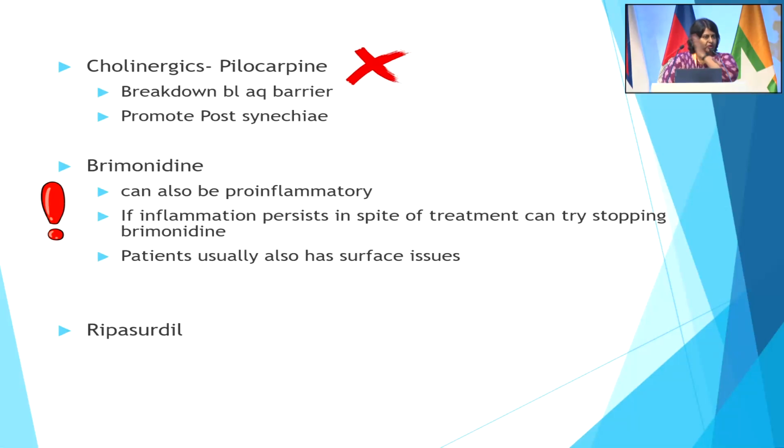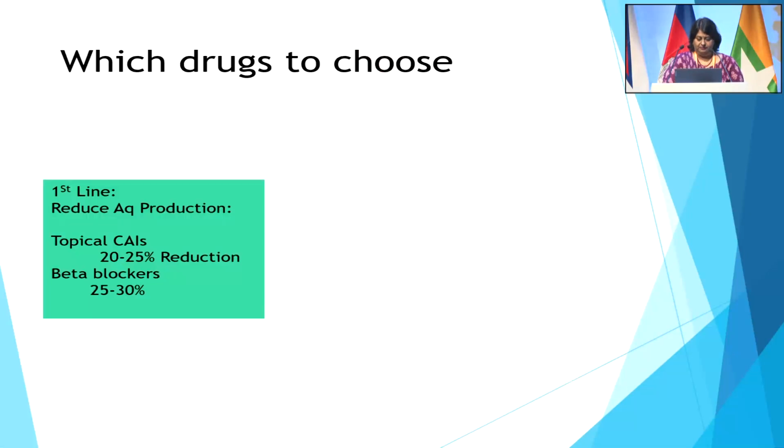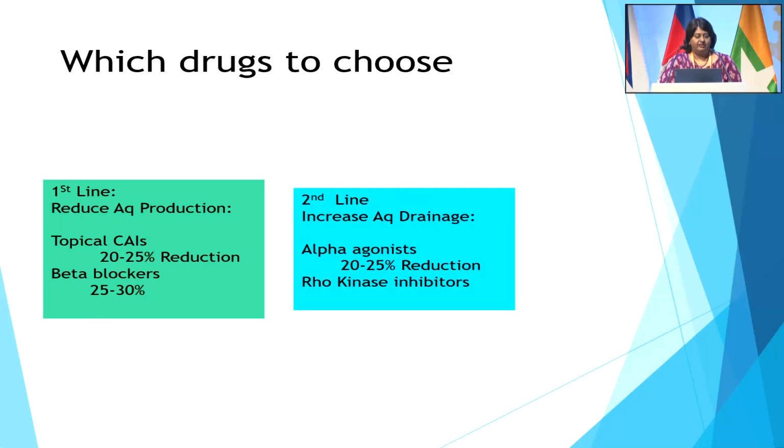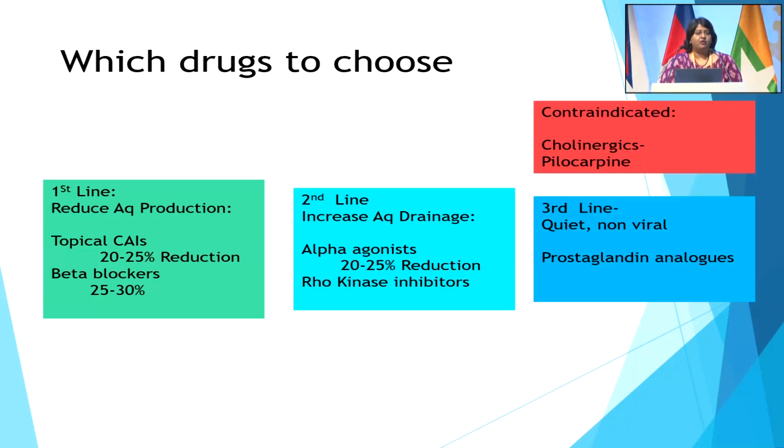What about the new Rho kinase inhibitors like ripasudil and all? They also have anti-inflammatory effects along with ocular hypotensive effects, so the Rho kinase inhibitors are also useful. So the drug of choice, the first line, are those that reduce aqueous production, the topical carbonic anhydrase inhibitors and beta blockers. Second line will be alpha agonists and Rho kinase inhibitors. Of course, when the eye is quiet and it is a non-viral uveitis, prostaglandin analogs are okay. Contraindication is for cholinergics like pilocarpine.